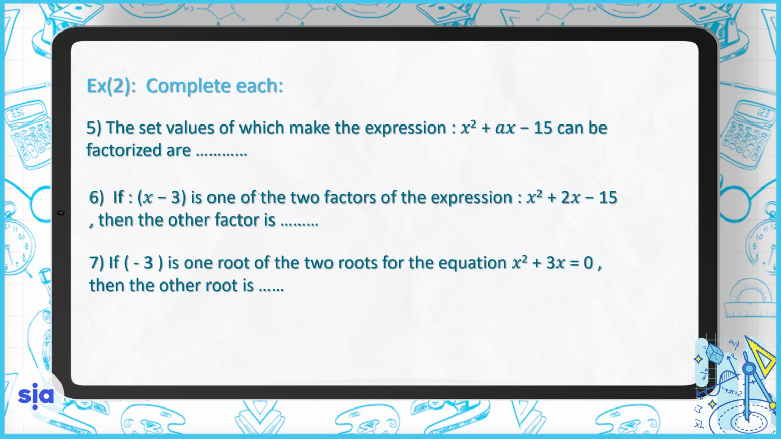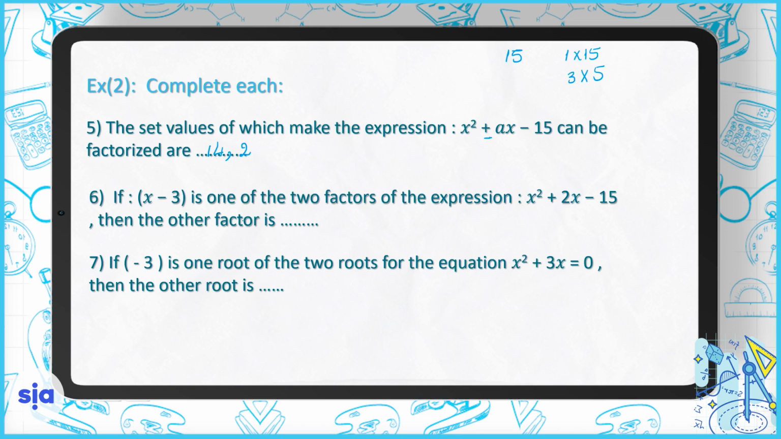Question 5. The set of values of a which make the expression x squared plus ax minus 15 can be factored. For sure, if you get the factors of 15, you will see them as 1 times 15, 3 times 5. In order for this to be plus, they are either 15 minus 1, which is 14, or 5 minus 3, which is 2.